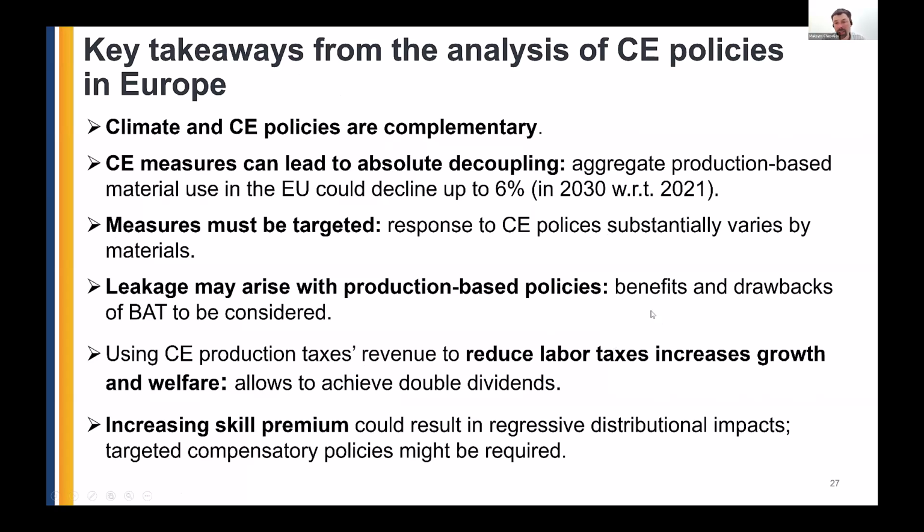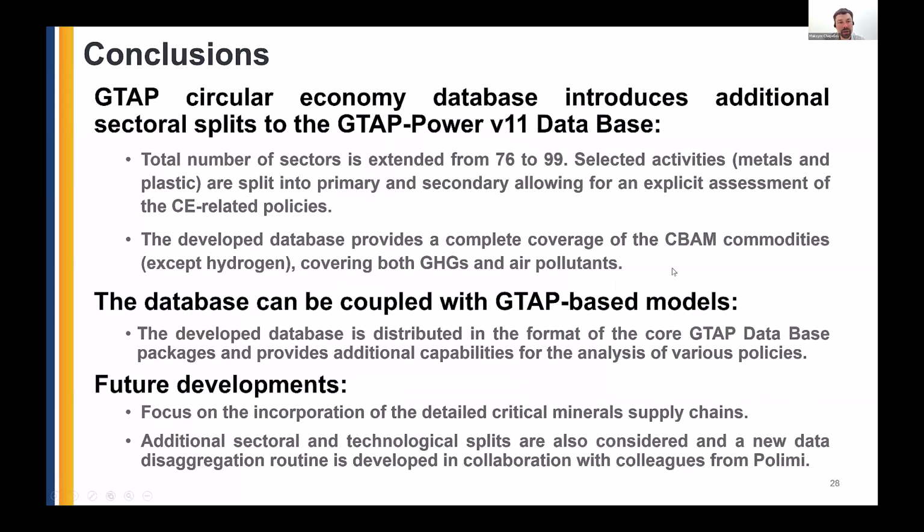So some key takeaways from this policy analysis. We have already discussed them, so I'll skip them to have more time for discussion. And then, just finally, to conclude, we have developed this database which splits circular economy sectors, extending the number of sectors from 76 to 99. We have also introduced flows of emissions and their pollutants to the database, so both circular economy and mitigation policies could be analyzed.